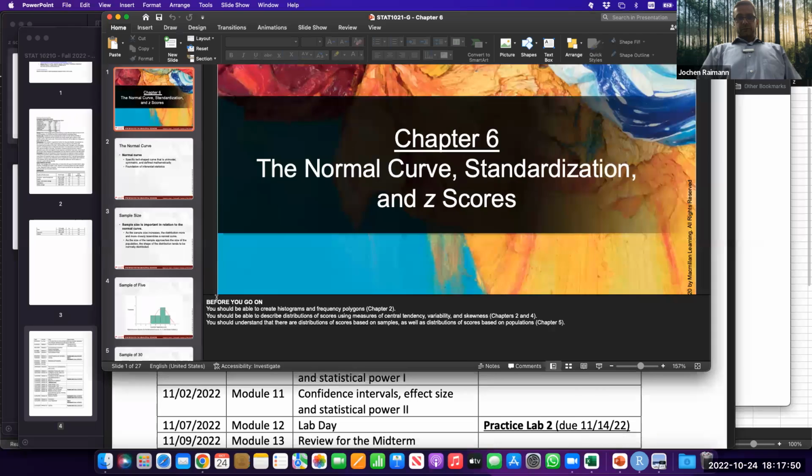But let's not get too far ahead. Let's first look at normal curve standardization and STAT scores. Any questions so far on anything?